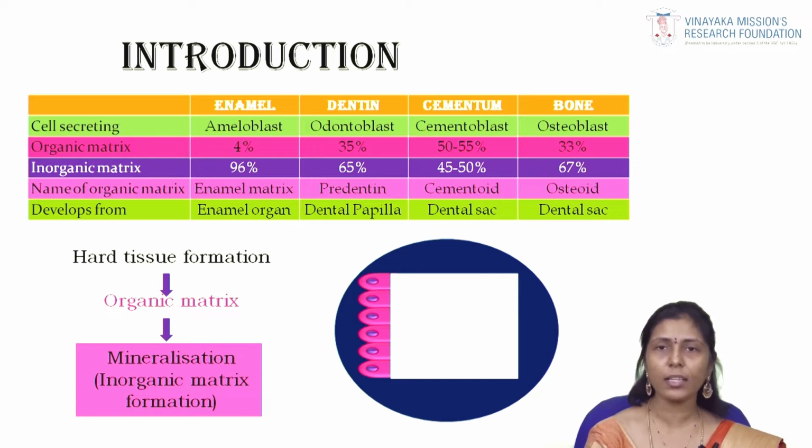Inorganic matrix is the one that gives the hard nature to the tissue. Likewise, the organic matrix of each and every hard tissue has a separate name. The organic matrix of enamel is called enamel matrix. The organic matrix of dentin is predentin. The organic matrix of cementum is cementoid, and the organic matrix of bone is osteoid.